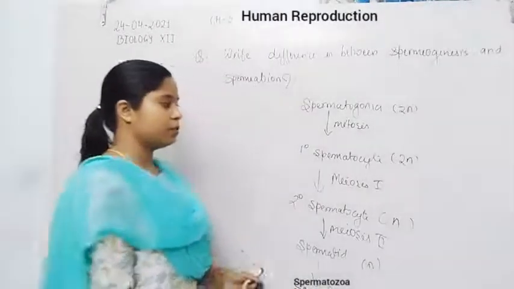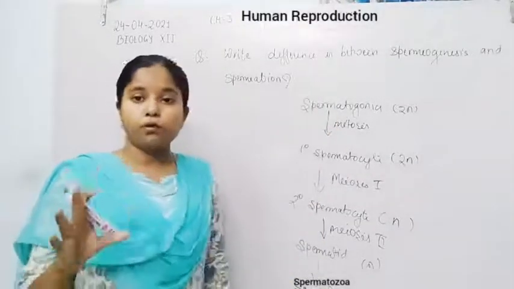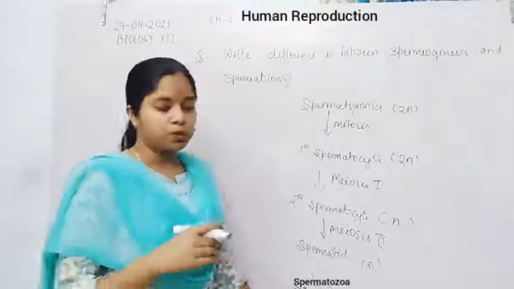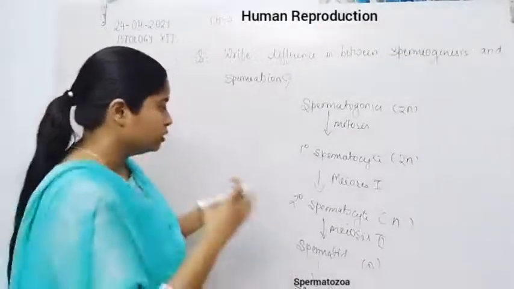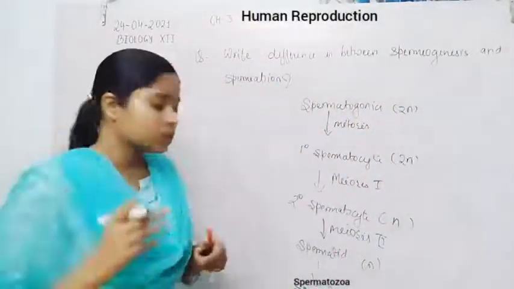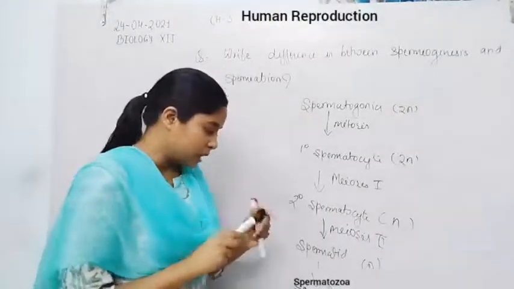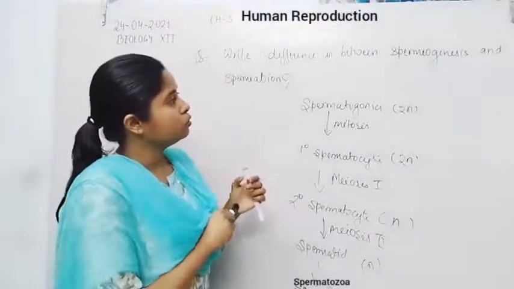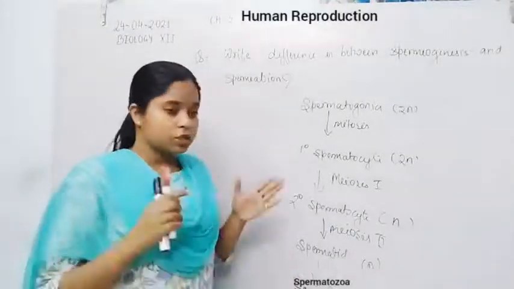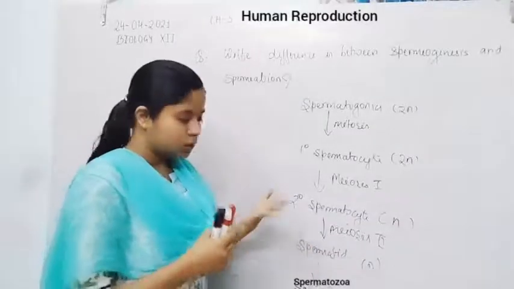So how many spermatozoa are formed by spermatogenesis? There are 4 spermatozoa formed by the spermatogenesis process, haploid in nature. Now first we discuss spermiogenesis, that is the conversion of the spermatid into the spermatozoa. That is known as spermiogenesis, the differentiation process.